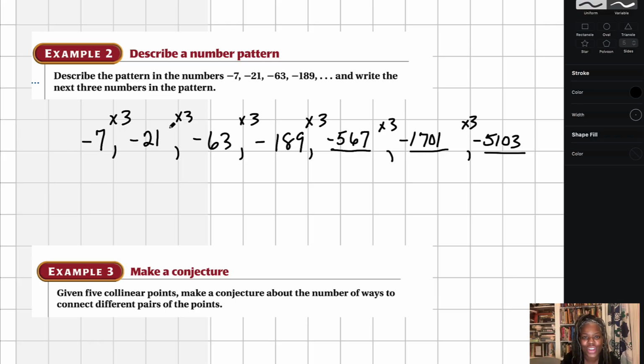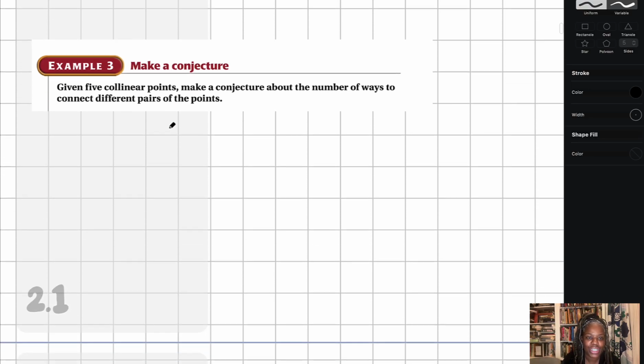All right, let's go ahead and see if we could practice making a conjecture. So for this example, we got to draw some pictures, so give yourself a little bit of space. It says, given 5 collinear points, make a conjecture about the number of ways to connect different pairs of points. Let's think about what we have. So 5 collinear points would be 1, 2, 3, 4, and 5. And we need to make a conjecture about how to connect them. What we should start off with is 1, and then 2, and then 3, and see if we could figure out some kind of relationship. I'll show you what I mean.